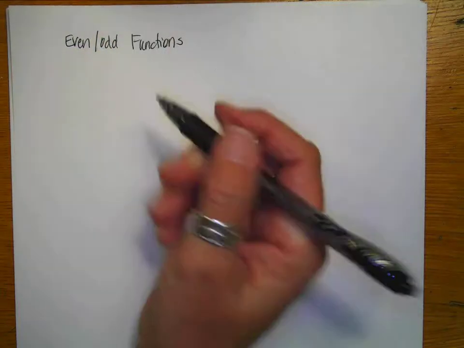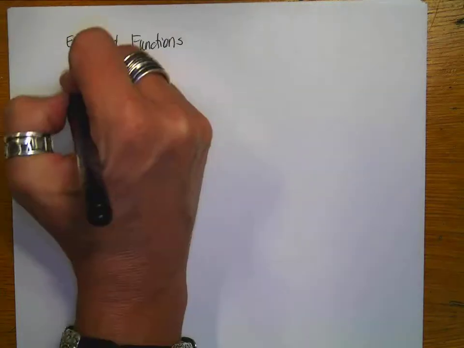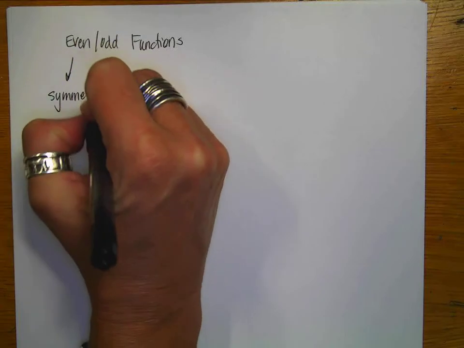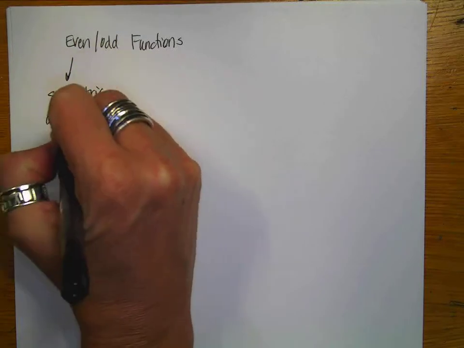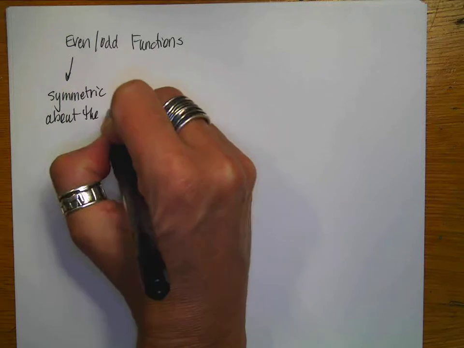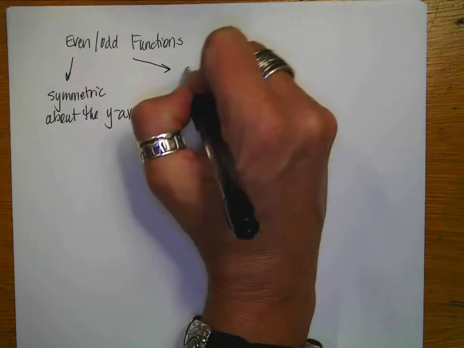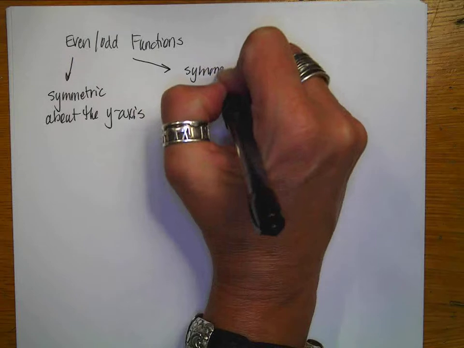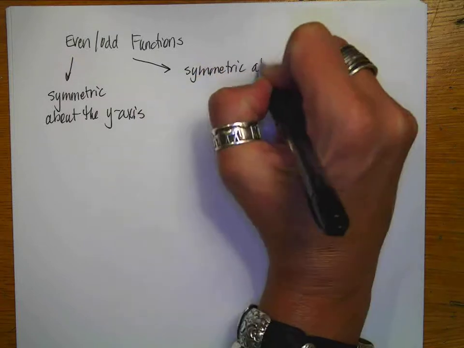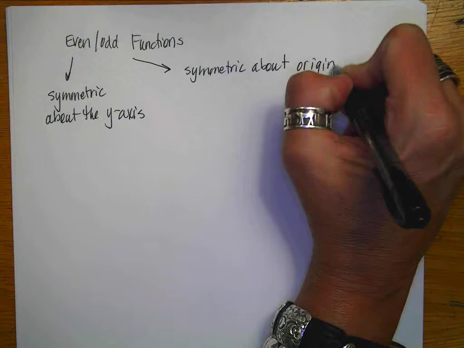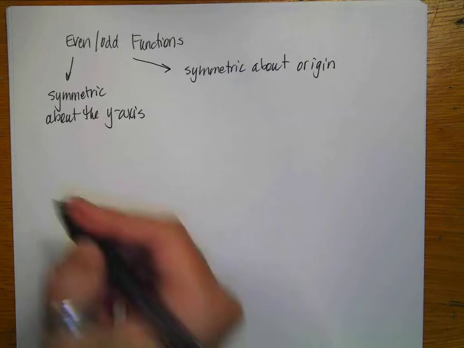So if you'll remember back from pre-calc, an even function is symmetric about the y-axis, and an odd function is going to be symmetric about the origin. And these create entertaining situations when you're trying to integrate.